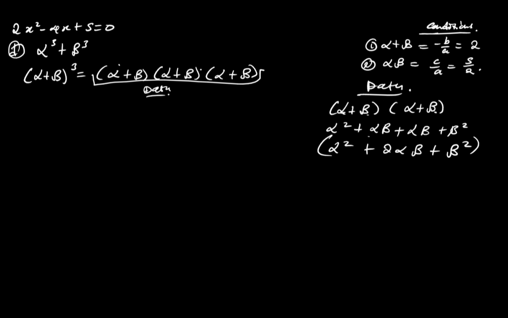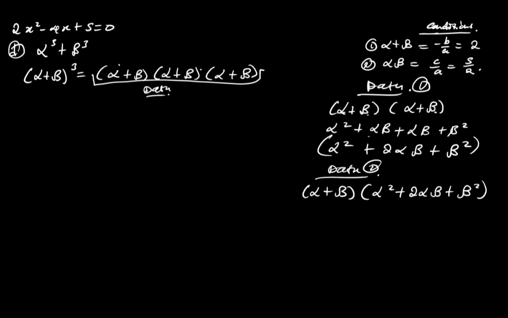Now I have to expand this with the second one. Let me call this one data 1 and the second one data 2. So I want alpha plus beta to expand with alpha squared plus 2 alpha beta plus beta squared. I hope you're following. To expand this, I'm going to multiply the first alpha times alpha squared plus 2 alpha beta plus beta squared. Then the plus beta will multiply everything as well.